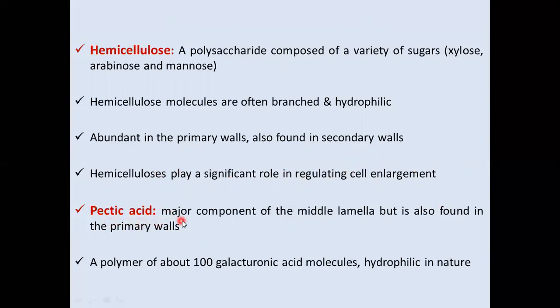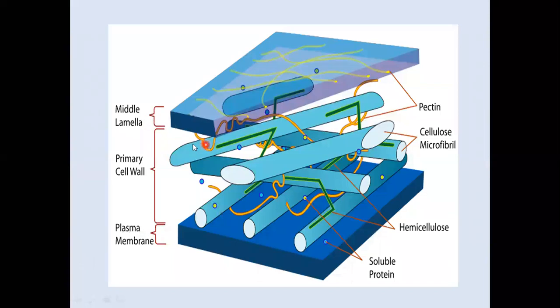Next is pectic acid. It is the major component of middle lamella, but also found in the primary walls. Pectic acid is a polymer of about 100 galacturonic acid molecules, and it is hydrophilic in nature, that is, water soluble. It is also a carbohydrate.